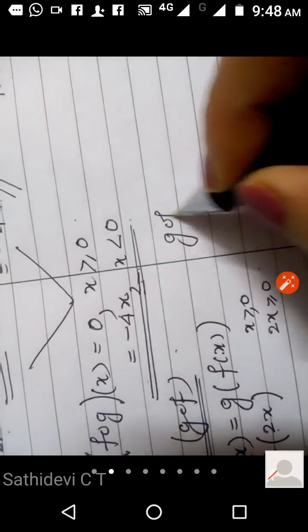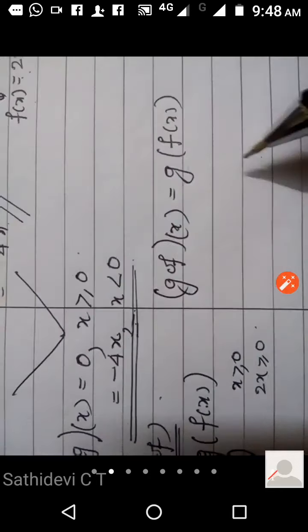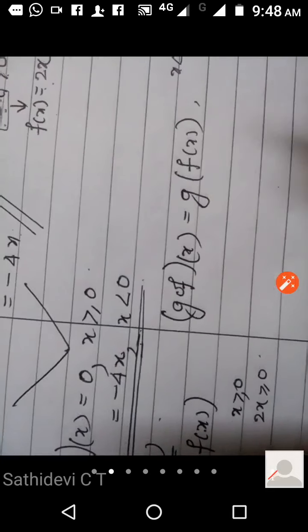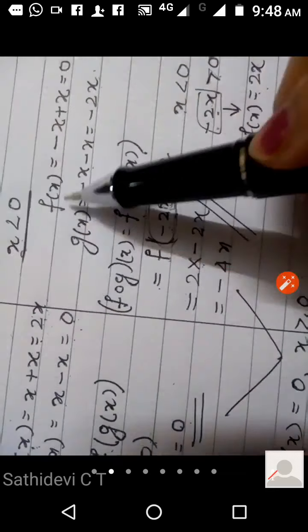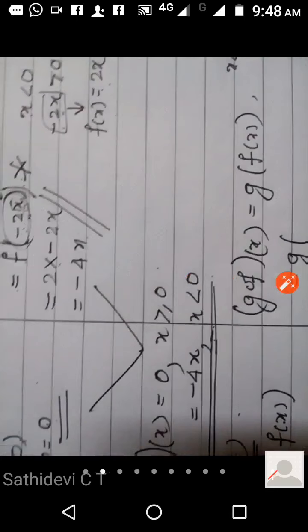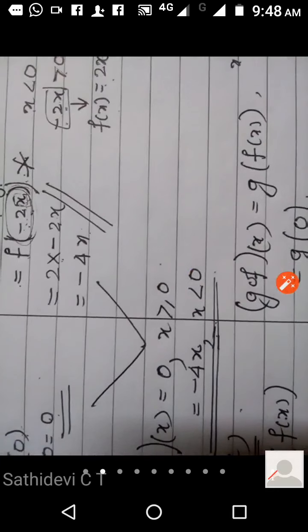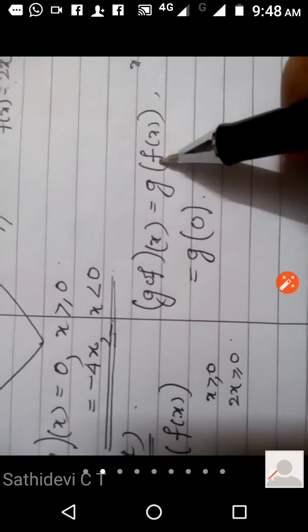And in this case, G composite F operated on x where x is negative. We know it is G of f of x, where x is less than 0. That is G of, when x is negative, what is your f of x? Value of f of x is 0 only. So you are getting G of 0.